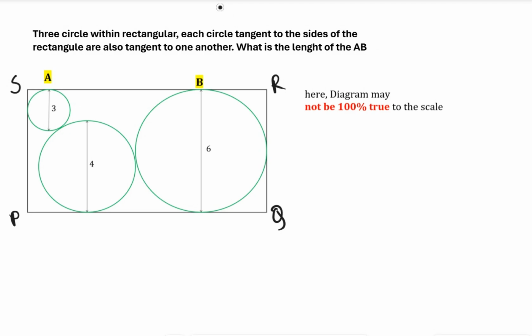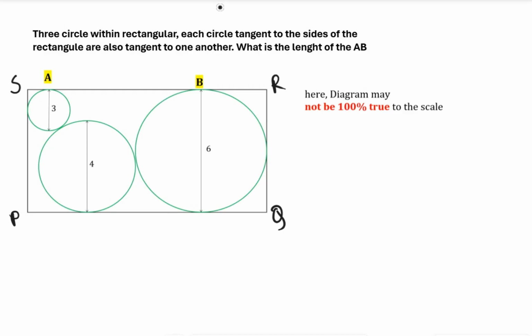Anyways, a very important thing is that within this diagram we consider it 100% not to scale. It means that the diameter might not be 6 units, which fits within the rectangle, same as the second one and the third one respectively.